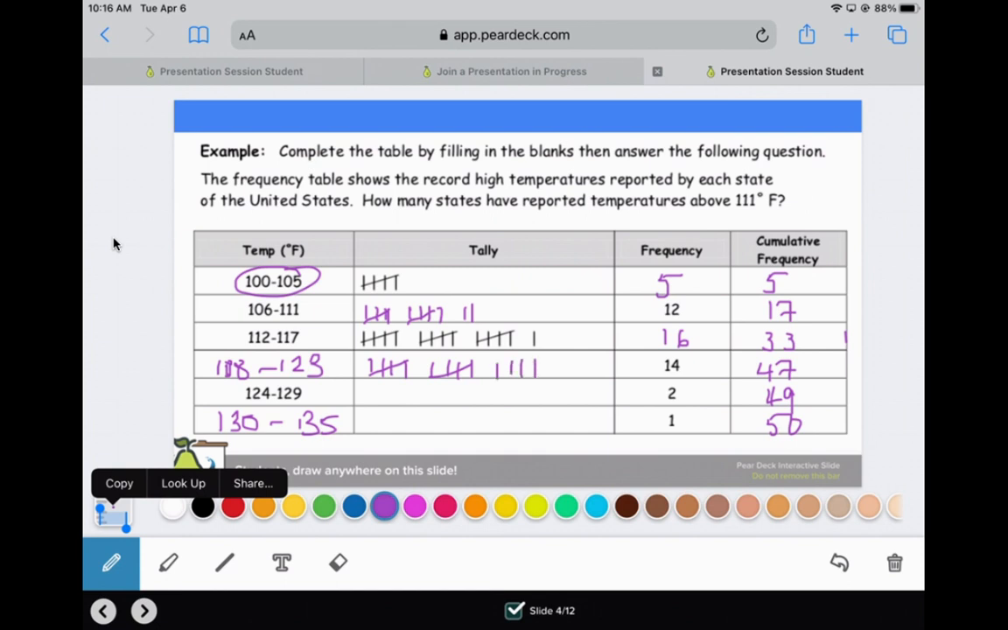I saw there's one message. Give me 1 second. I will respond to you. Okay. All right. So that is the table.